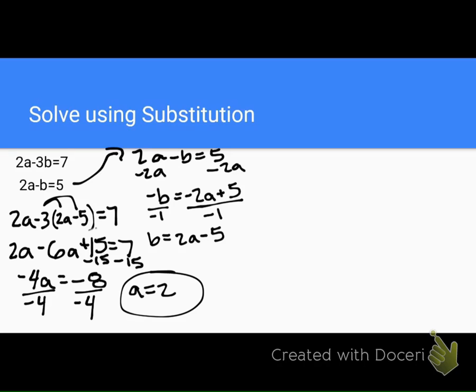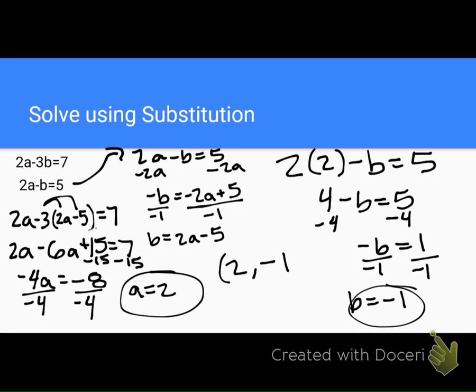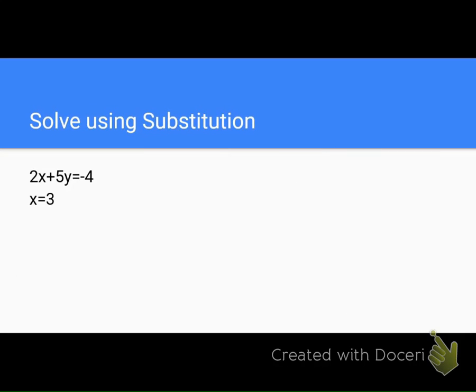So plugging it into the second equation, I get 2 times 2 minus b equals 5. 2 times 2 is 4, so I can then subtract 4 and get negative b equals 1. Divide by the negative 1, I get b equals negative 1. If I want to write this as an ordered pair, I would say (2, negative 1) is my solution. And I can check by plugging that into both of the original equations.